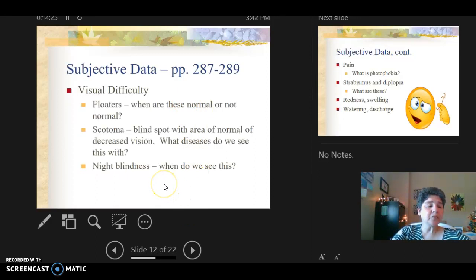Night blindness, when do we see this? We often see this as we get older. Sometimes people have something called optic atrophy, and atrophy we know means wasting away, so we have some wasting away of the optic muscles and the optic areas, the optic regions. We can also see it with glaucoma, and we can also see night blindness with someone who has a vitamin A deficiency.